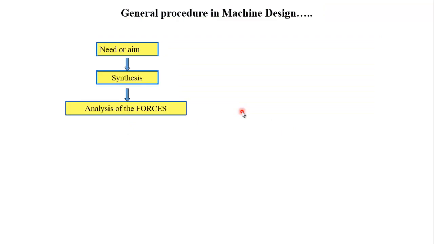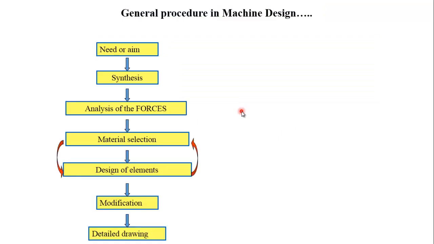Then what is the general procedure in which we will be designing? If you see in this slide, we will be discussing the general procedure involved in machine design. In designing any machine, first and foremost you have to consider why we have to design that machine. That is nothing but the need or aim of designing that machine. First of all, for what application we are going to use that machine, we have to identify. That is nothing but need or aim.